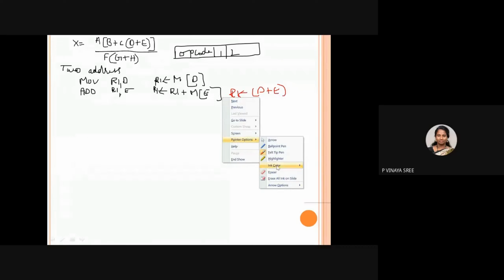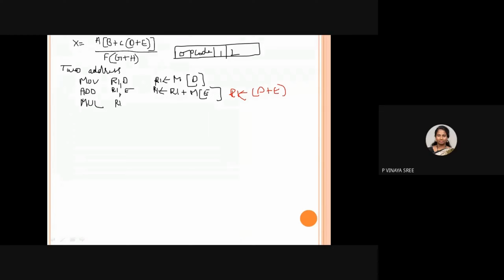Next is what, ma'am? Mul R1 comma C. Yes, very good. Mul R1 comma C means in R1 you already have D plus E, and for that you are doing multiplication based on the expression which is given. So R1 into M of C. Next, Add R1 comma B.